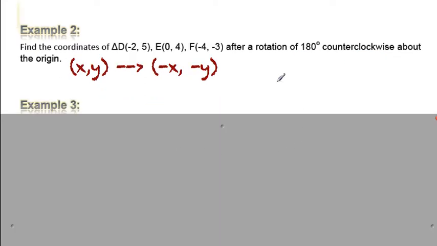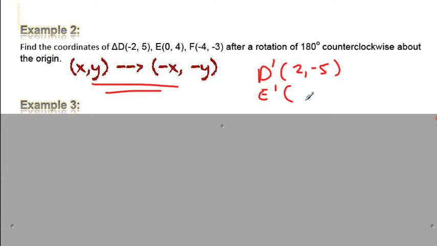That's awesome. Let's try this one. The rule (x, y) goes to (-x, -y). That's the rule for 180. All right, so where would D prime go? Well, D is at (-2, 5). So the rule is for 180, (-x, -y). So just take the two coordinates and you make them the opposite. So D prime goes to (2, -5).